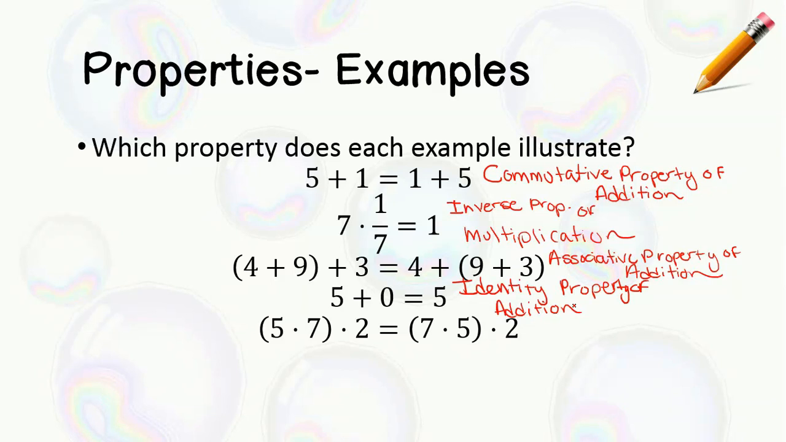I have 5 times 7 in parentheses times 2, and then 7 times 5 times 2. Notice how my parentheses didn't move. So this can't be associative, because I would have to group different numbers. What actually did happen? Yeah, I moved the 7 and the 5 around. Notice how it became 5 times 7, and then I made it 7 times 5. So I commuted the numbers. So this is actually the commutative property of multiplication.